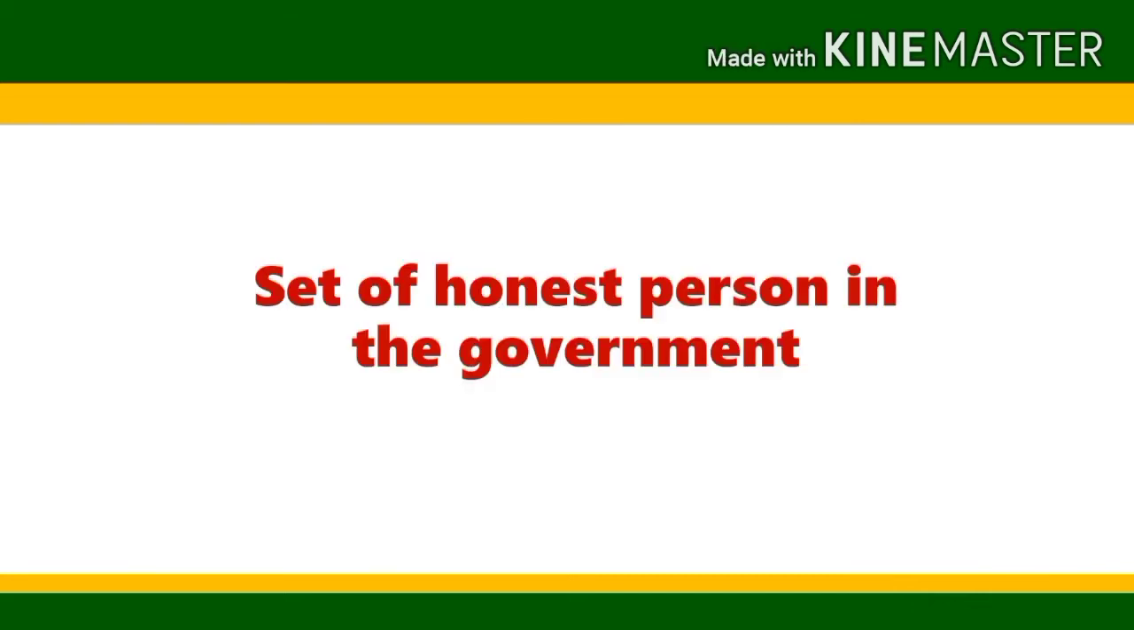How about this one? Set of honest persons in the government. This is an example of a not well-defined set since we cannot give the exact person who is honest in the government.